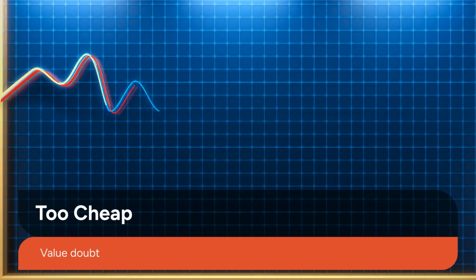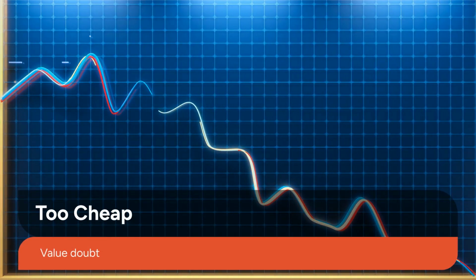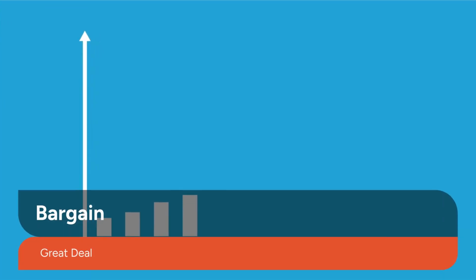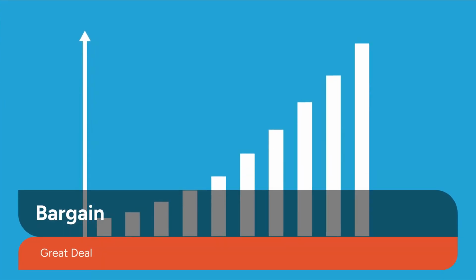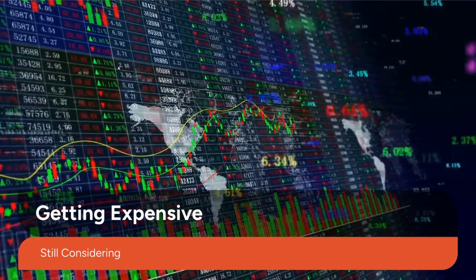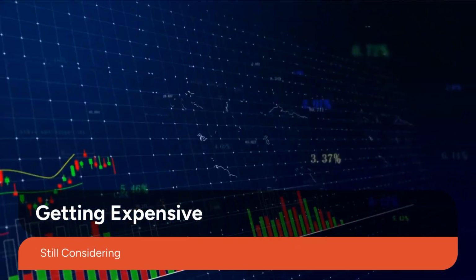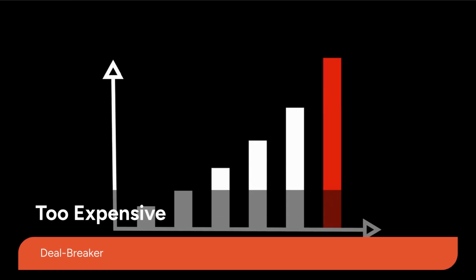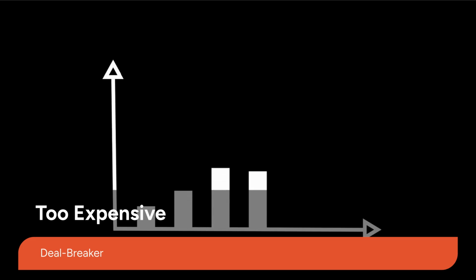At the too cheap price, consumers doubt the product's value, leading to a low-quality warning signal. The bargain threshold is where the customer feels they are getting a great deal, signaling high value. At getting expensive, the price is high, triggering a yellow caution sign, but the product is still worth considering. Finally, too expensive is the red X. The price is a complete deal breaker, shutting down purchase intent.